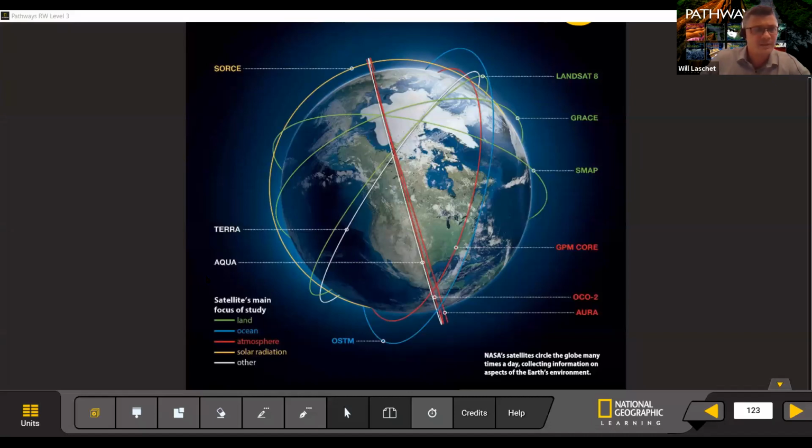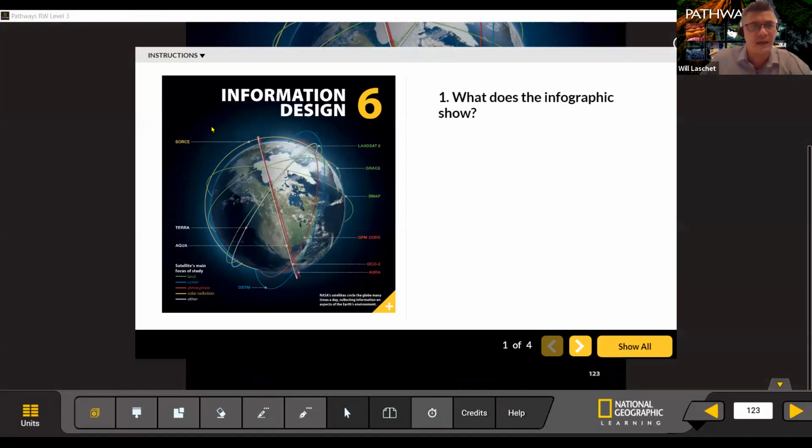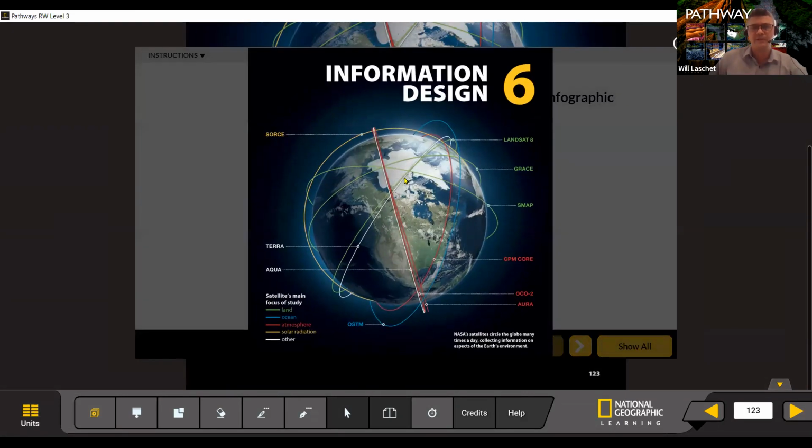Can anyone type into the chat box for me? Why would NASA have 2 satellites following the same orbit? Yeah, Ayu's got it. So they're reading different information. So they're collecting different types of information from the same orbit. Exactly. So by looking at this infographic, we actually have a lot of different types of information. We can ask our students questions and we can elicit more information from them. We can actually do this as an exercise.